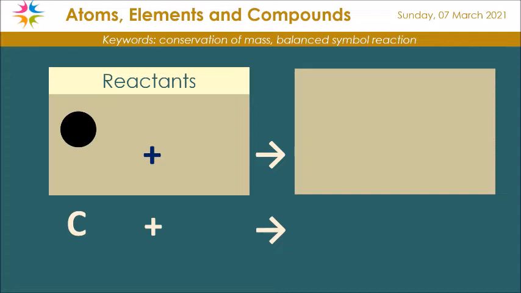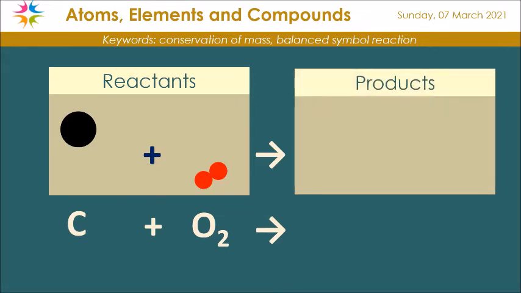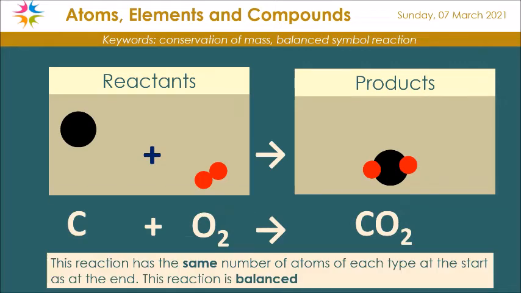Okay, so in this reaction, we're going to react carbon with oxygen, O2, and we are going to make some carbon dioxide. Now let's count the number of atoms of each type on this side and count them on this side and see if they're the same. Right, we've got one carbon this side, one carbon this side, job done. We've got two oxygens this side and two oxygens this side. We're all sorted. So this reaction is balanced. The reaction has the same number of each type at the start and at the end, so it's balanced.